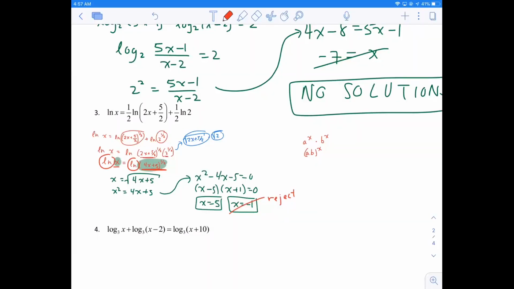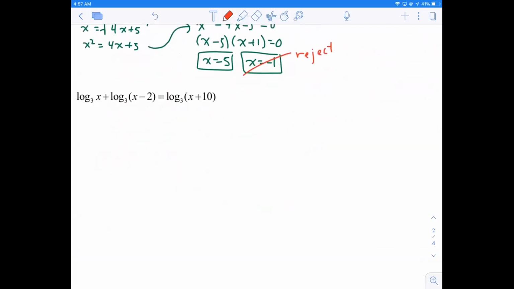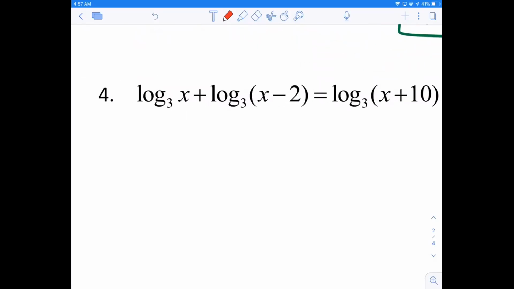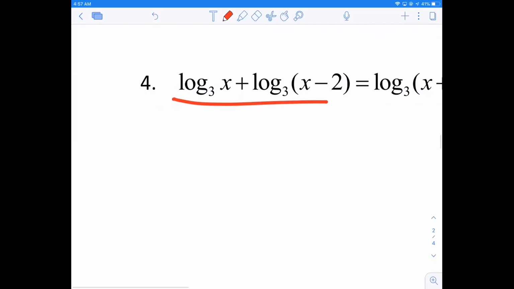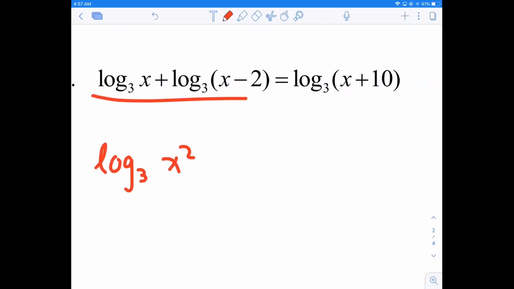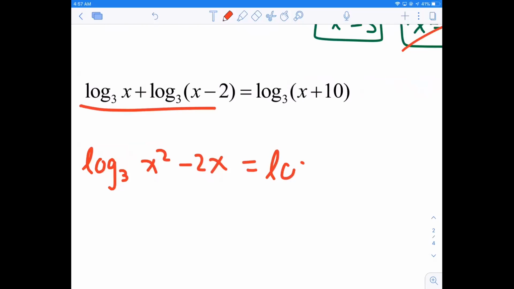All right, and I'm only going to be doing one more problem with you guys, and then the rest is on your own. I'll give you the answers though. All right, so number 4 here. Again, let's use our log rules. You can combine those two. That becomes log base 3 of, I'm just going to multiply out now, x squared minus 2x, distribute out to x, equals log base 3 of x plus 10.